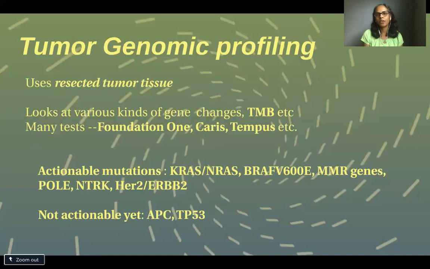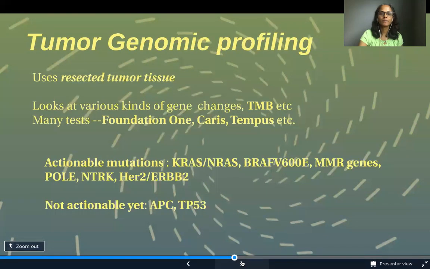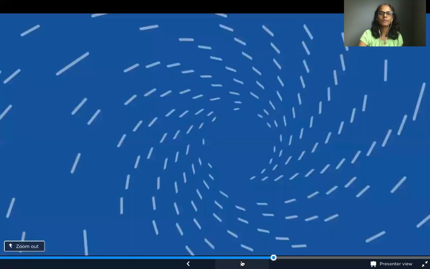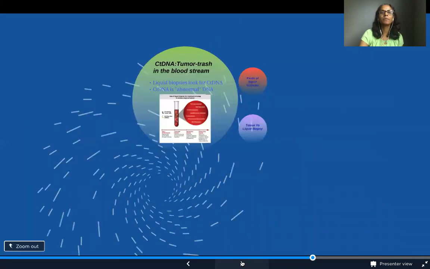Some of the genes' mutations are not actionable. For example, APC, TP53, etc. These mutations in these genes are important for the change of a normal cell to become a colorectal cancer. So right now we don't have any targeted therapies against them. That brings us to the next topic, which is liquid biopsies.